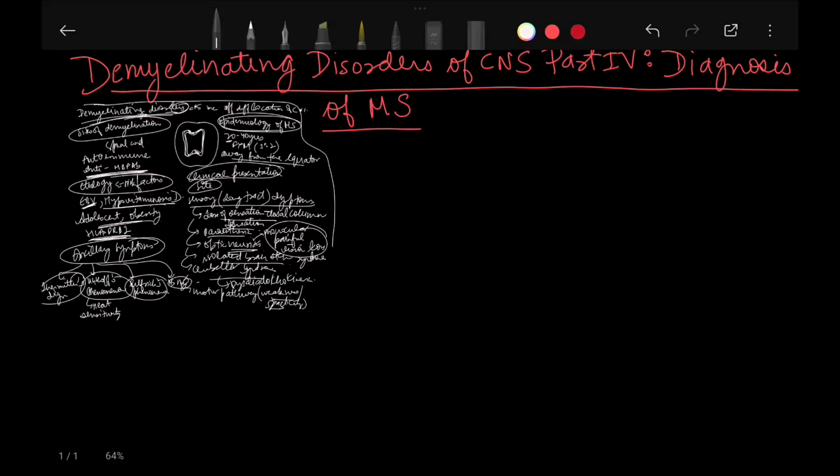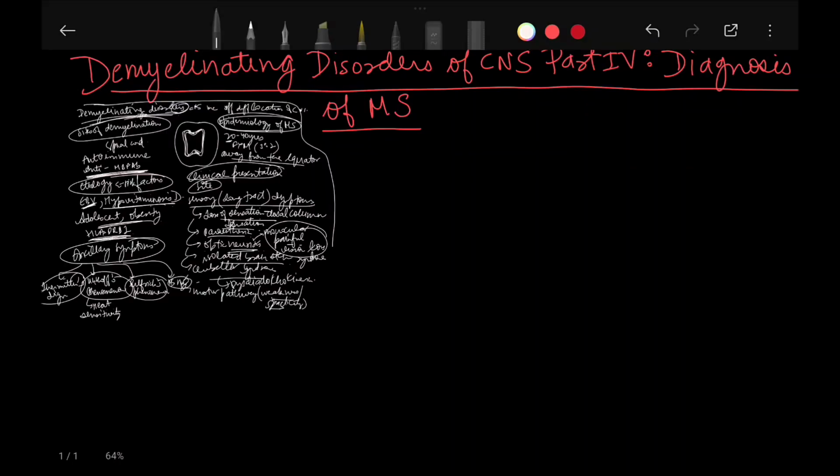What is the etiology and risk factors? After the sites of demyelination and the epidemiology of multiple sclerosis, we study the etiology. Who are affected? Now what is the cause? First of all, adolescence, obesity, smoking, and then hypovitaminosis D, EBV and HLA-DRB1.